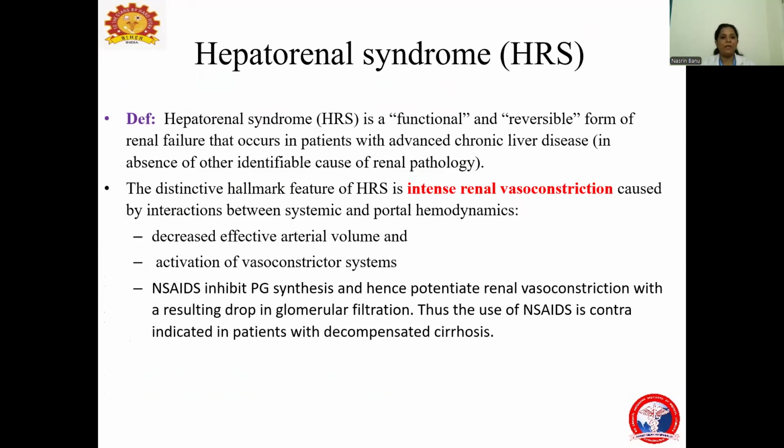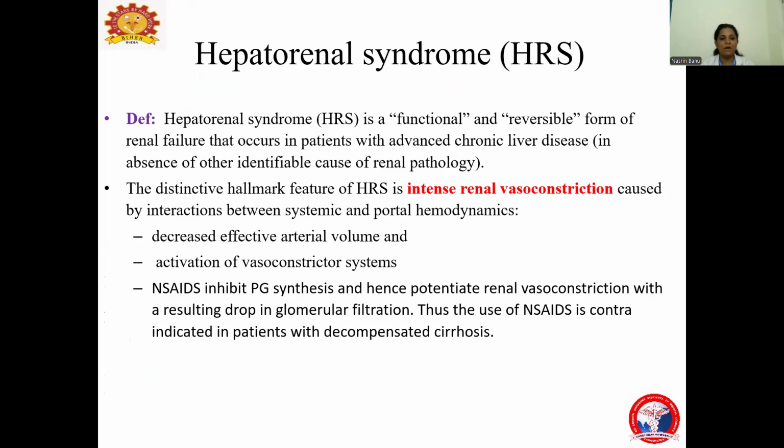Hepatorenal syndrome. Definition: hepatorenal syndrome is a functional and reversible form of renal failure that occurs in patients with advanced chronic liver disease in the absence of other identifiable causes of renal pathology. The distinctive hallmark feature of hepatorenal syndrome is intense renal vasoconstriction caused by interactions between systemic and portal hemodynamics.